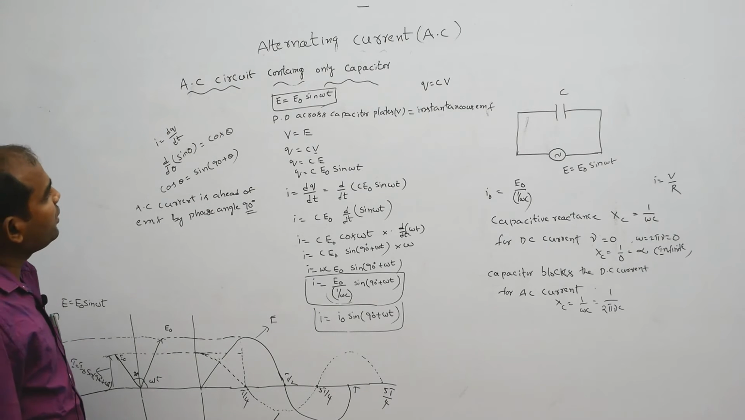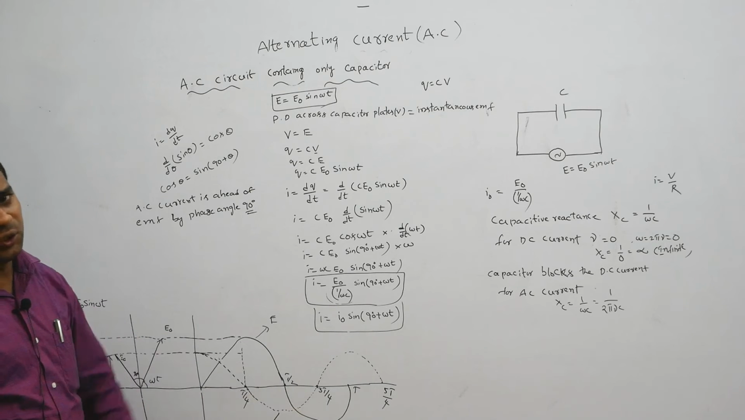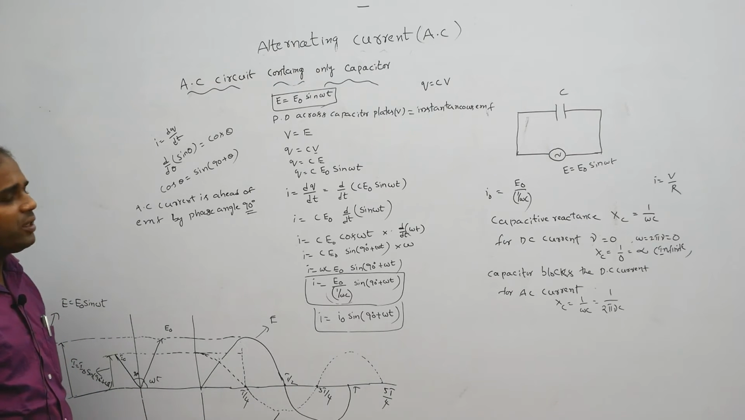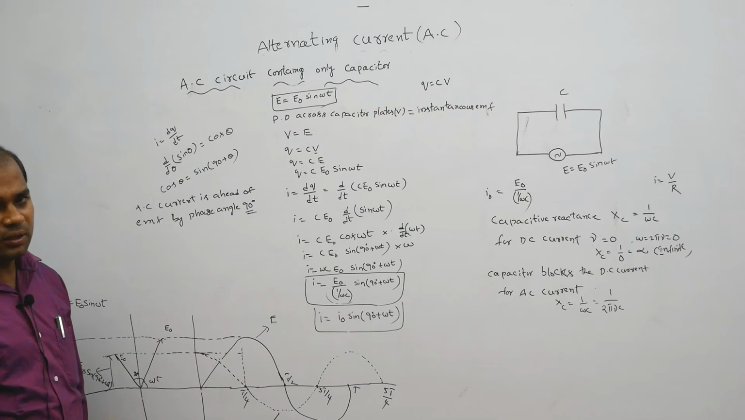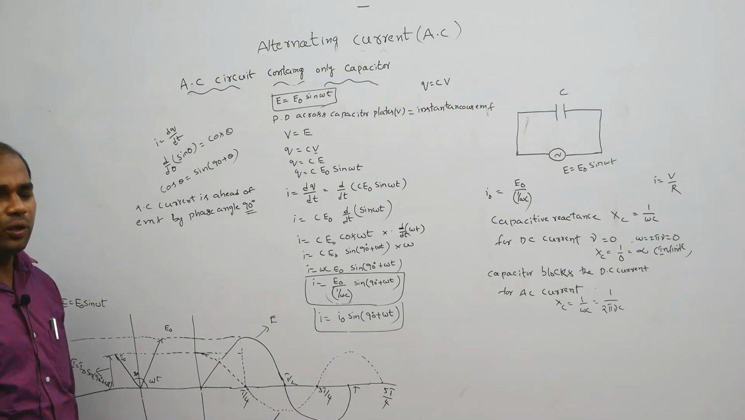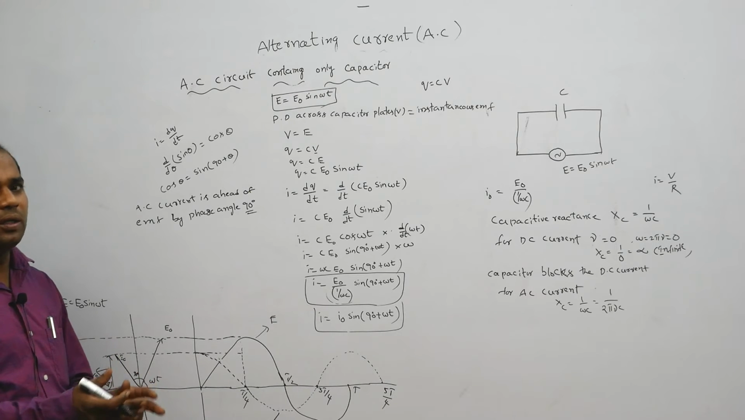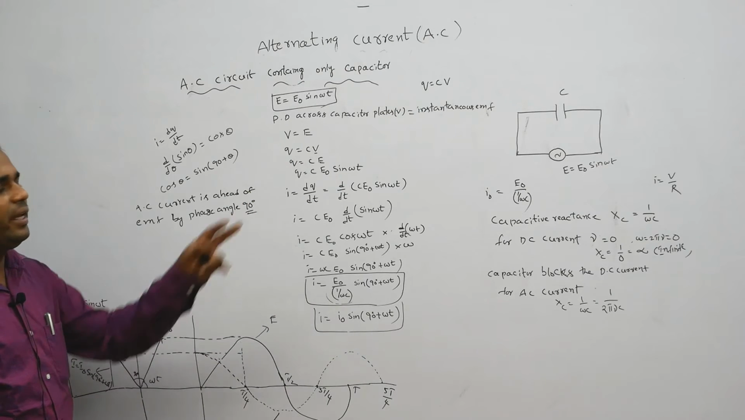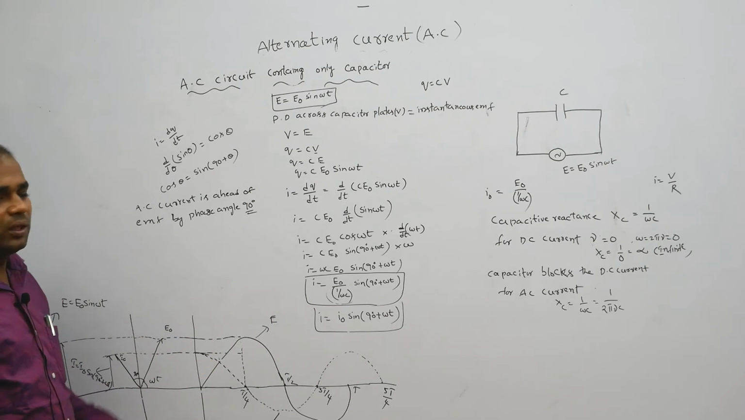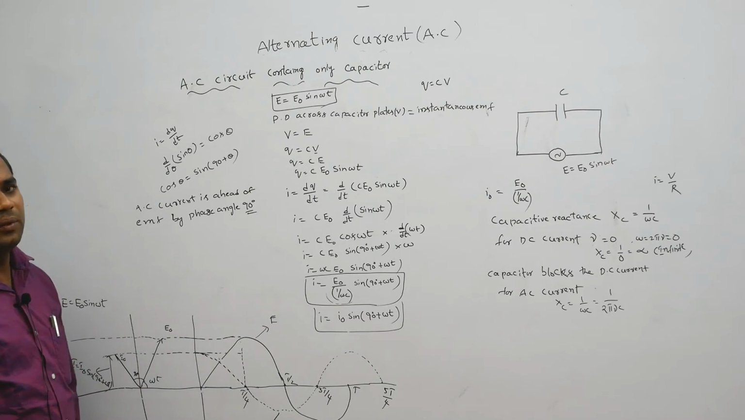Let's discuss the LCR circuit, with all components together. So far we discussed the resistance circuit, the inductor circuit, and the capacitor circuit. Now we are going to discuss all three components connected together in series combination to the AC source, and how the EMF and current change.